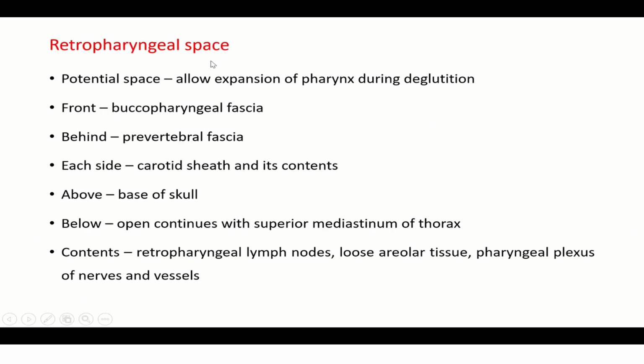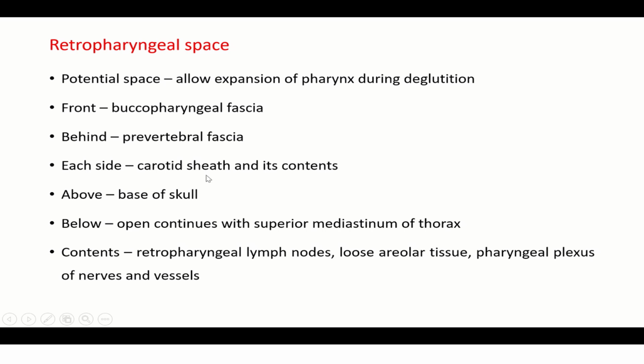Then the retropharyngeal space, it is a potential space. That means it is not visible in normal situations, but when there is accumulation of abscess, then it is visible. So that's why it has the potential to accumulate something. It allows expansion of the pharynx during deglutition. In front, it is bounded by the buccopharyngeal fascia, which covers the constrictors of the pharynx. Behind it is the prevertebral fascia.